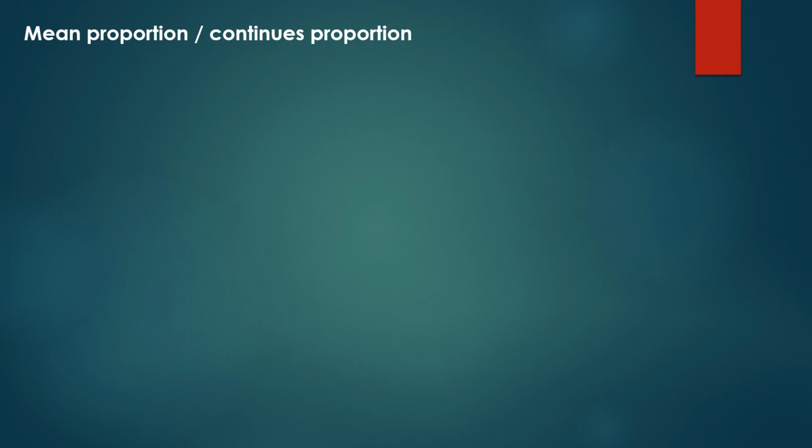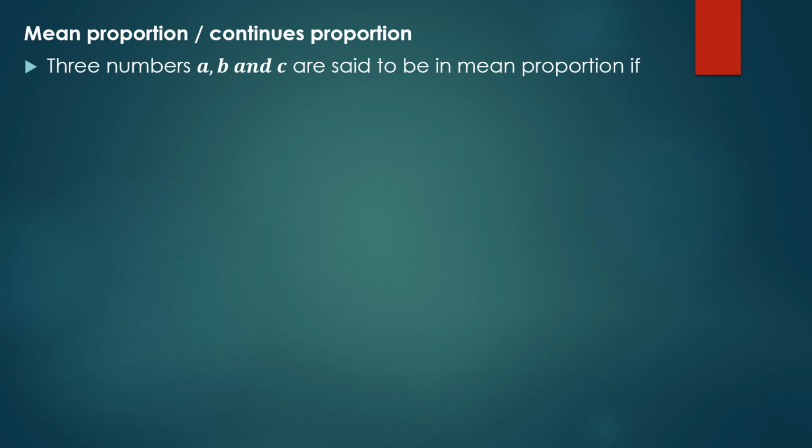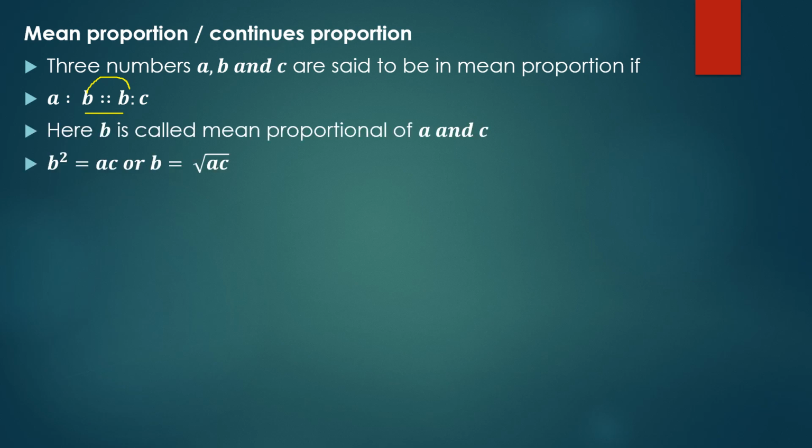Mean proportion or continued proportion. Three numbers A, B and C are said to be in mean proportion if A is to B is proportional to B is to C. Here, the second number and third number are identical. So here, the middle number B is called the mean proportional to A and C. And if you want to find the mean proportional for two numbers, we have the relation B into B, that is B square, is equal to A into C. Or simply B is equal to square root of AC.